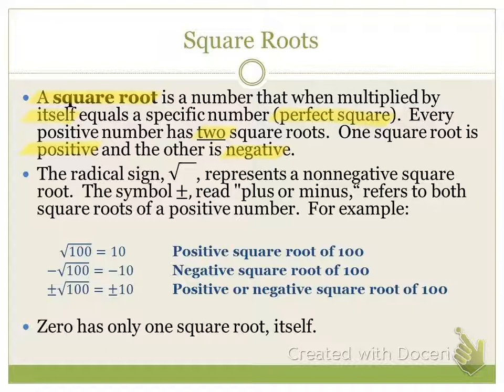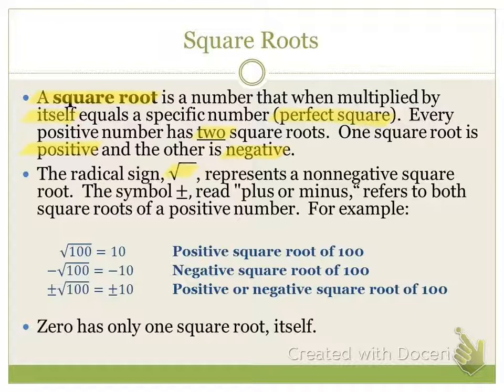The radical sign is the square root sign. So just write in your notes, radical sign equals, and then draw the radical sign. Okay? And it represents a non-negative square root. So if you see the radical sign, guys, it's specifically going to be a positive number unless there's a negative attached to the radical. So the radical sign is positive. Does that make sense? The radical sign is positive.